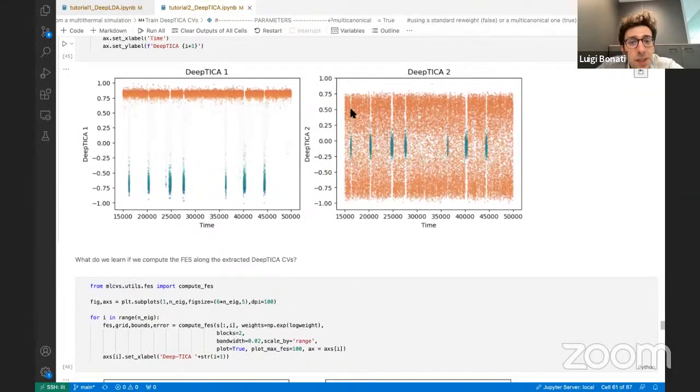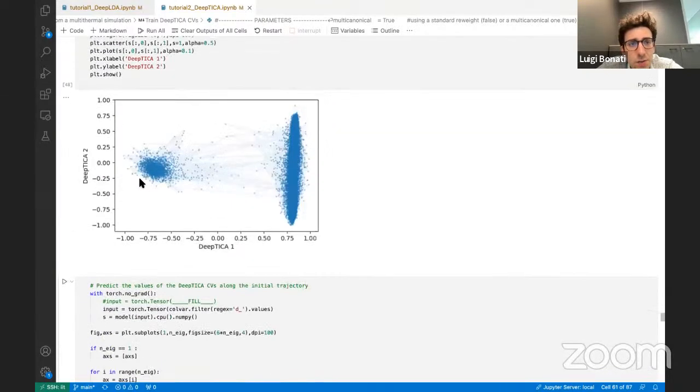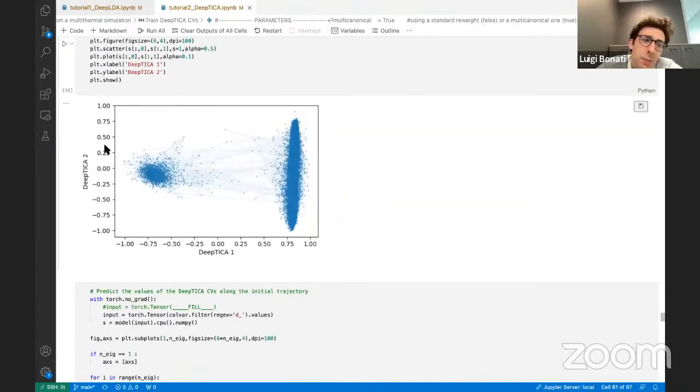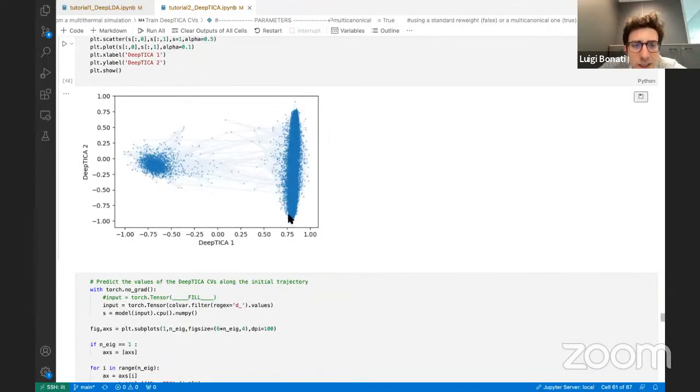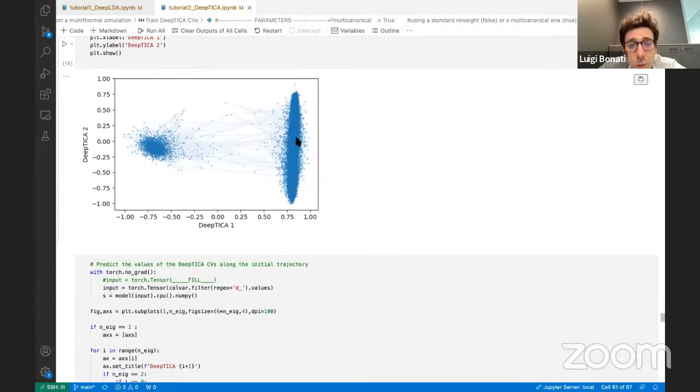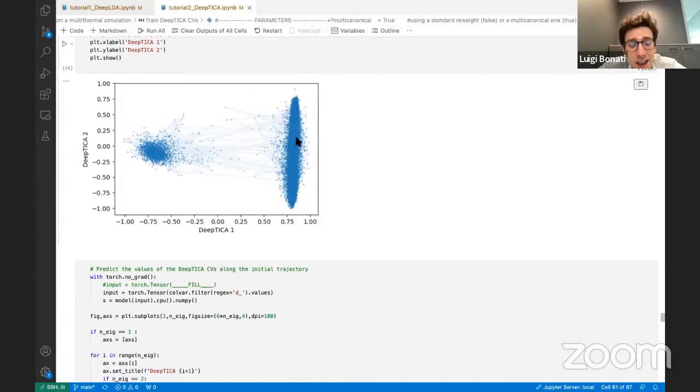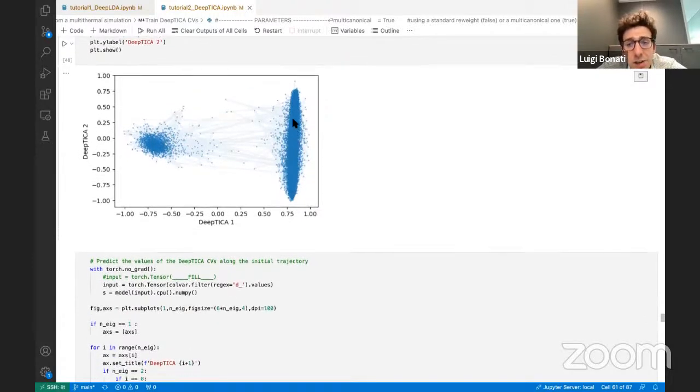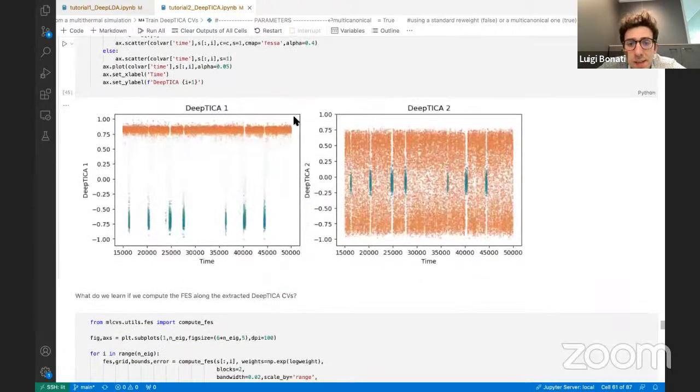In the case of deep Theta2, when we are in this basin, deep Theta2 is actually quite fixed, while when we are in the other state, it seems there is a much faster transition, but there is a transition between these two other states.